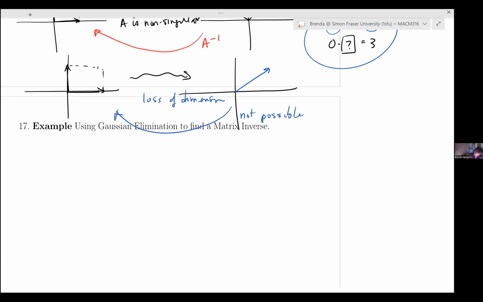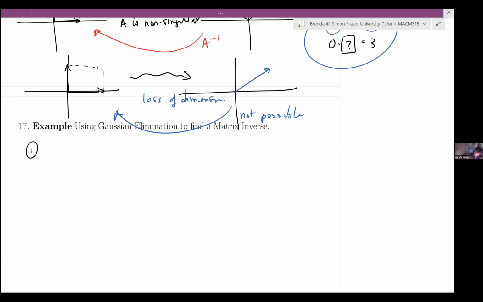The first step is, what we're trying to do is find this matrix inverse. We want to do this by Gaussian elimination. Step 1, write the augmented matrix.